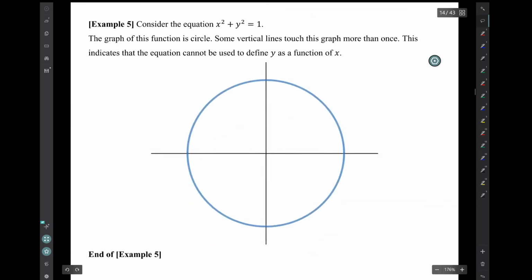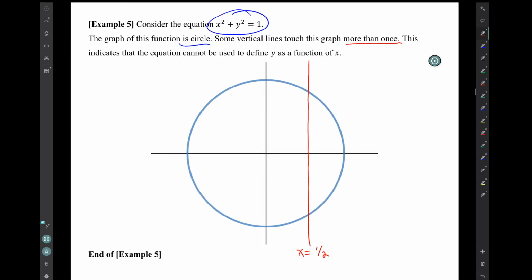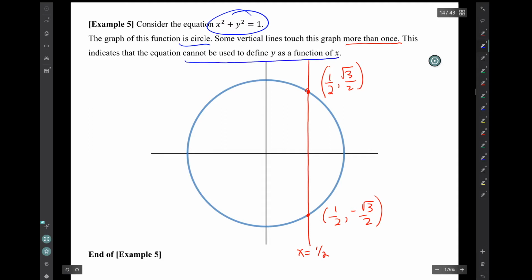Let's go on. For example 5, consider this equation, x squared plus y squared equals 1. The graph of this equation is a circle, this circle shown. Some vertical lines touch this graph more than once. For instance, the vertical line x equals 1/2 looks like this, and it touches the graph at 2 places. So this graph is not the graph of a function. It is the graph of an equation, but it is not the graph of a function. So this equation cannot be used to define y as a function of x.